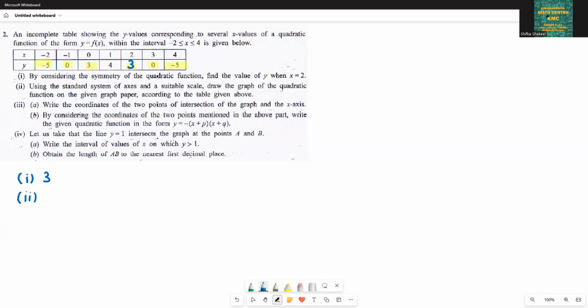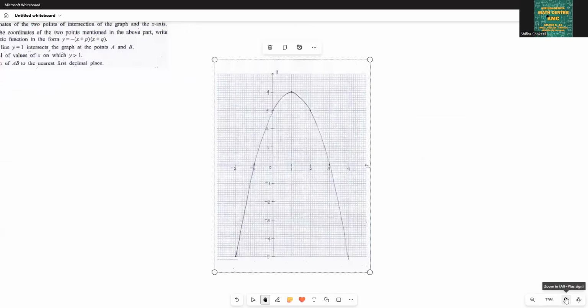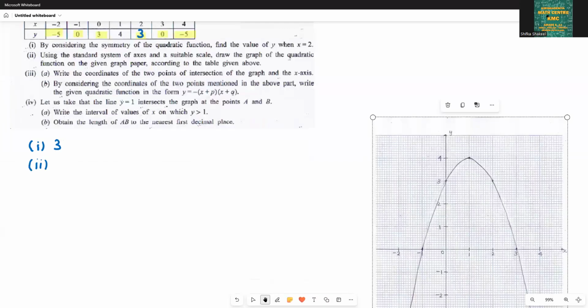Second one, using the standard system of axes and a suitable scale, draw the graph of the quadratic function on the given graph paper according to the table given above. That means we have to draw using the x-axis and y-axis. The standard system of drawing the graph is to take 1 unit along the x-axis and 1 unit along the y-axis.